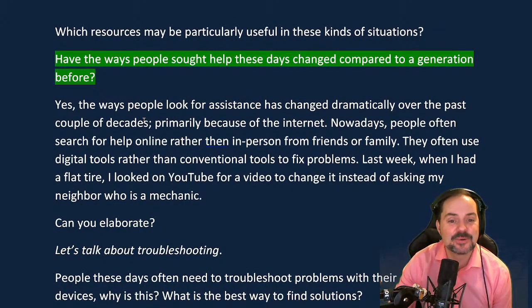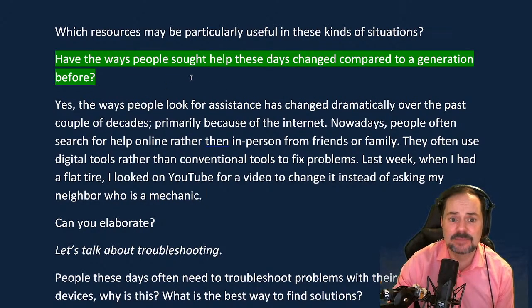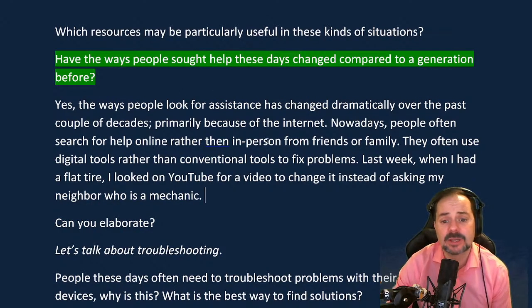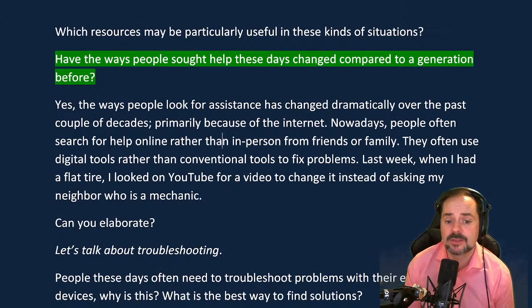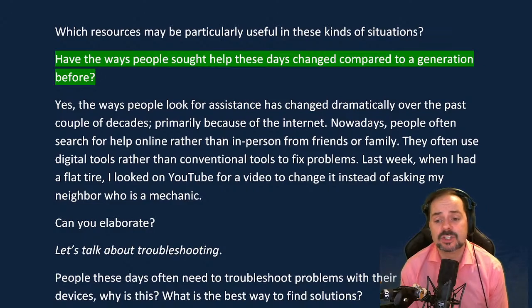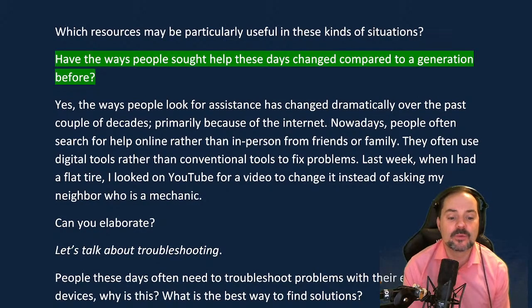Let's try this together. One last question and response. Repeat after me. Have the ways people sought help these days changed compared to a generation before? Yes, the ways people look for assistance has changed dramatically over the past couple of decades, primarily because of the internet. Nowadays people often search for help online rather than in person from friends or family. They often use digital tools rather than conventional tools to fix problems. Last week when I had a flat tire, I looked on YouTube for a video to change it instead of asking my neighbor who is a mechanic. Okay, so that's how it works.